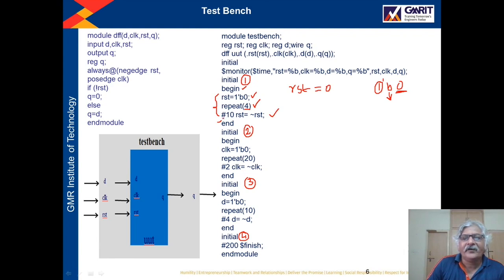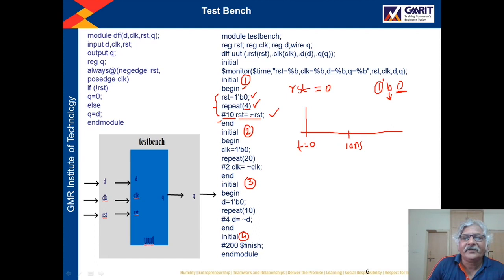Hash 10. This 10 means this is the time. Let us assume simulation starts at time t is equal to 0. So hash 10 means after 10 unit time. Suppose the unit we have taken is nanoseconds, for example. So hash 10 means after 10 unit time, and the unit is suppose nanosecond. So after 10 nanosecond, this statement is executed.